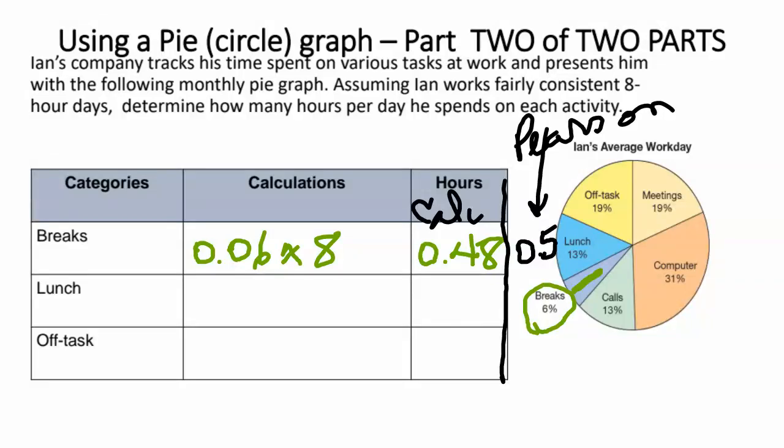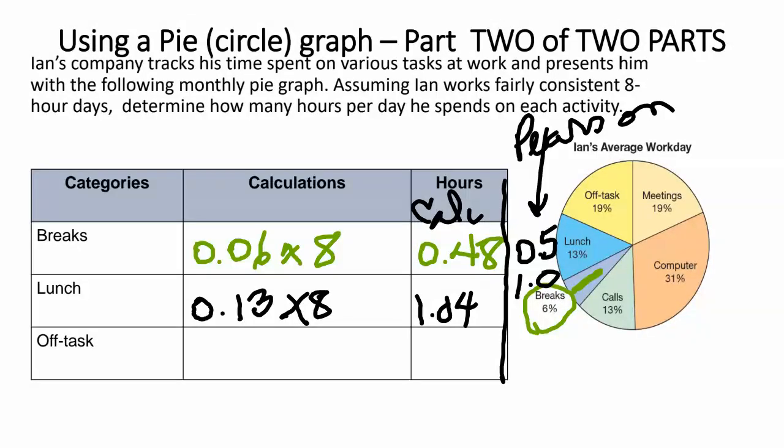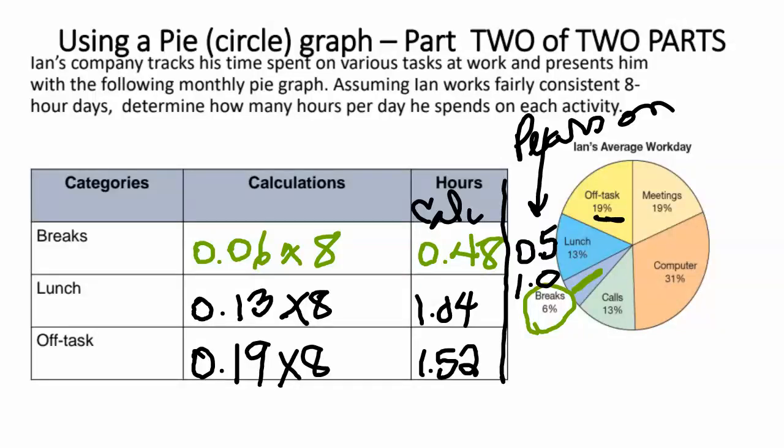Now, lunch. Well, we already did a 13%. It was the same thing as calls. So we have 0.13 times 8, and as we learned in the calculator, it's 1.04 or just 1.0. Now, off task, again, is the same as meetings, which is 0.19 times 8. And remember, this was 1.52 in my calculator. Pearson is going to say 1.5.